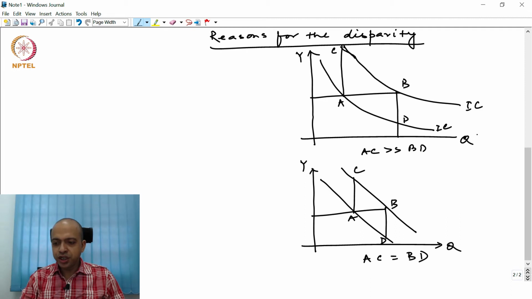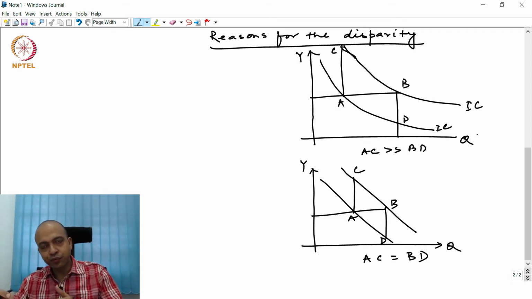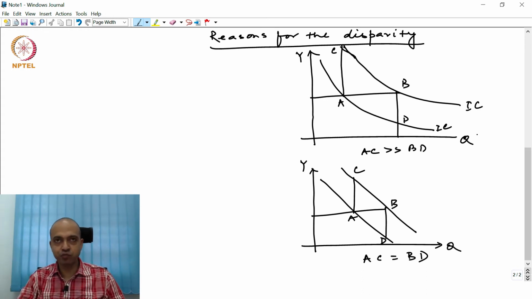So that means initially for every additional unit of Q, individual would like to pay a greater amount, but as Q increases, then individual would like to pay less and less for this additional improvement in environmental quality. Why is this so? Because individual gets saturated because of diminishing marginal return. You understand what I am saying?